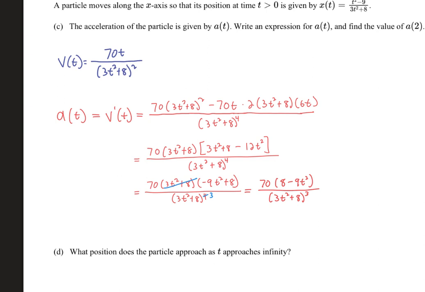Okay, so that's the first part where they ask us to write an expression for a of t. So that's a of t. And then they want us to find a of 2 now. So let's do that. That would just be plugging in 2 into that expression.